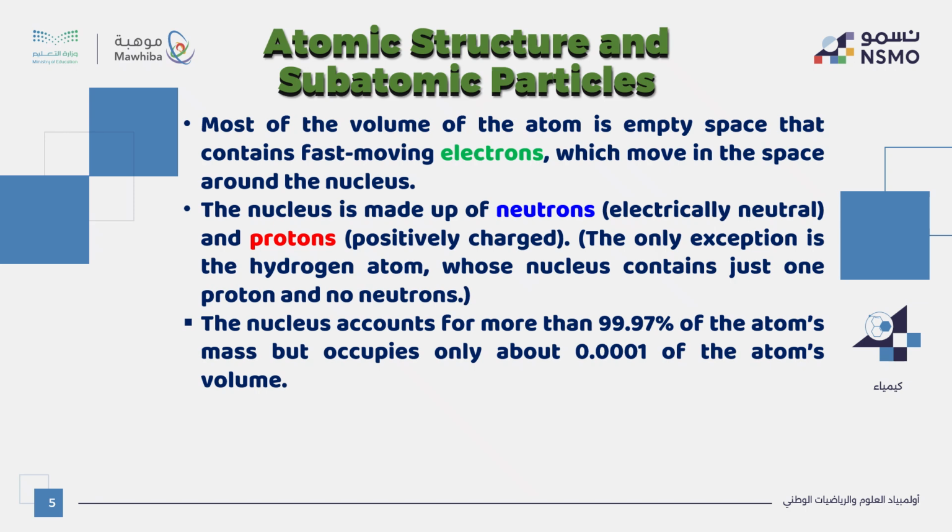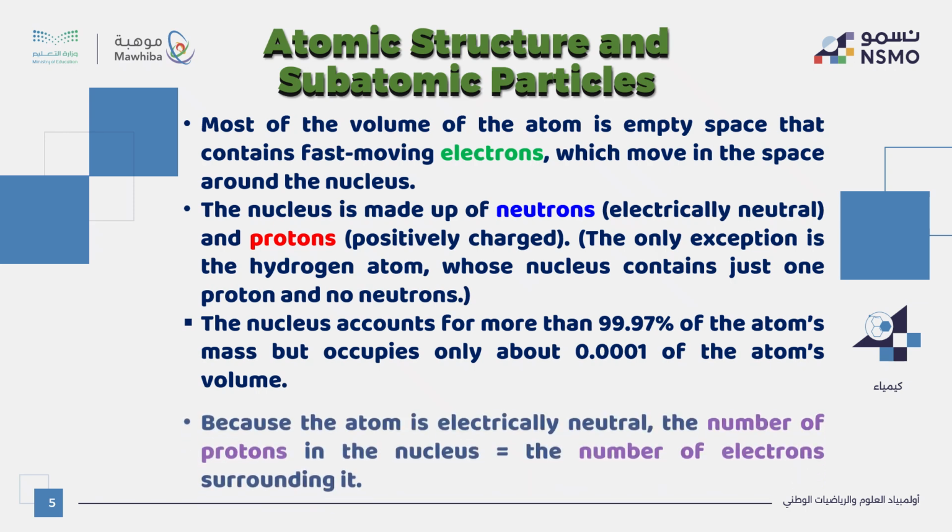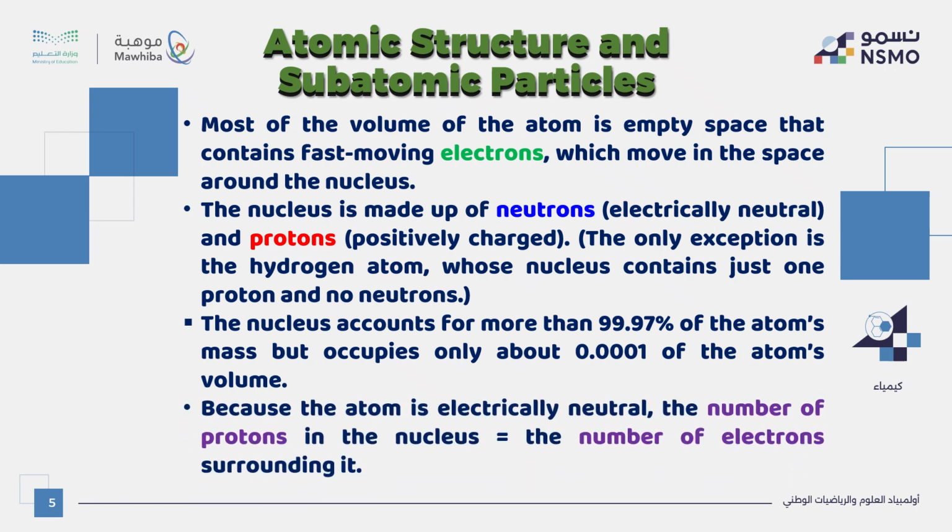The nucleus accounts for more than 99.97% of the atom's mass, but it occupies only about 0.0001 of the atom's volume. Because the atom is electrically neutral, the number of protons in the nucleus equals the number of electrons surrounding it. The only exception is the hydrogen atom, whose nucleus contains one proton and no neutrons.